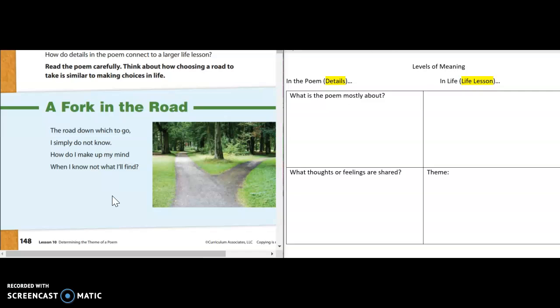The road down which to go, I simply do not know. How do I make up my mind when I know not what I'll find?